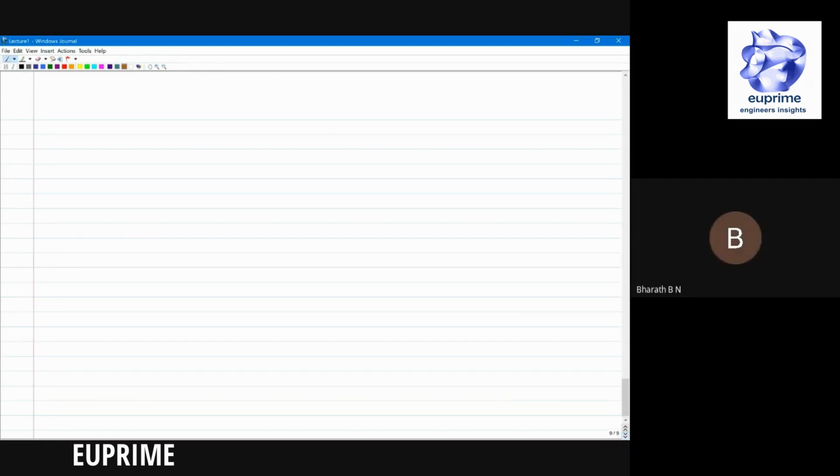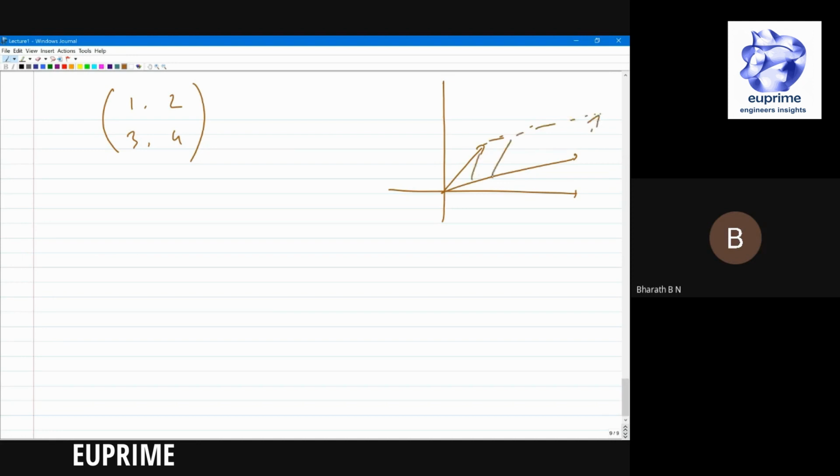So for example, I take 1, 2, 3, 4. This is my matrix, right? The determinant is 1 times 4 minus 2 times 3. You can think of each row as a vector. You have one vector like this and the other vector like this. You form a parallelogram. The area of the parallelogram is your determinant.